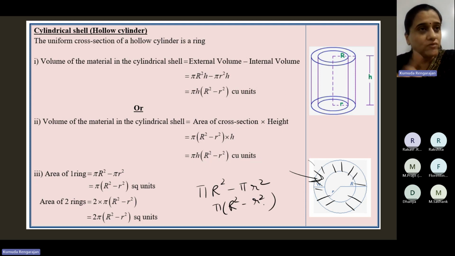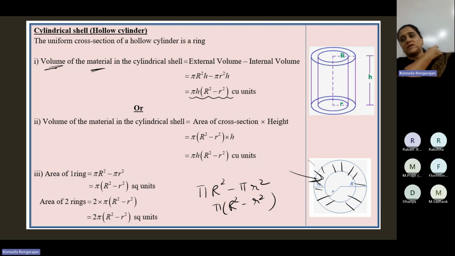So for the uniform cross section of a hollow cylinder, the cross section is a ring. Volume is area into height, area of the cross section into height. Area of the cross section is pi capital R square minus small r square, into h. So that is the formula. Pi h into capital R square minus small r square is the formula to find the volume of the material, because volume here is the volume of the material used in the cylindrical shell.